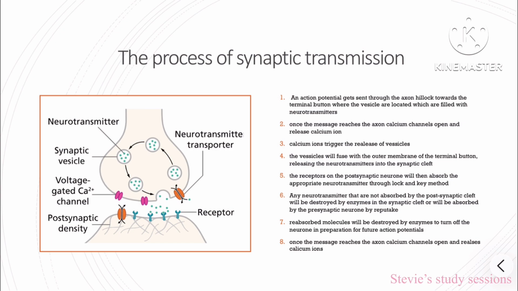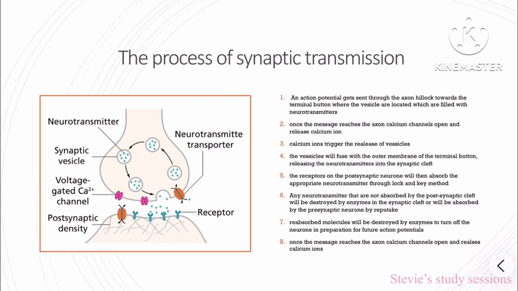Receptors on the postsynaptic neuron will then absorb the appropriate amount of neurotransmitters through the lock and key method. Any neurotransmitters that are not absorbed by the postsynaptic neuron will be destroyed by enzymes in the synaptic cleft or will be absorbed by the presynaptic neuron by reuptake. Absorbed molecules will be destroyed by enzymes to turn off the neurons in preparation for future action potentials.